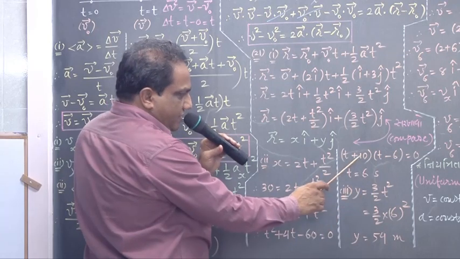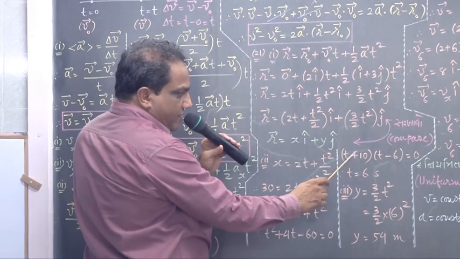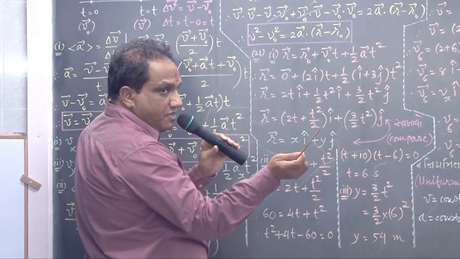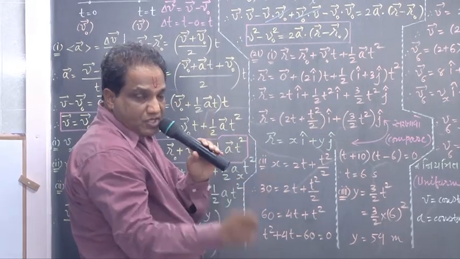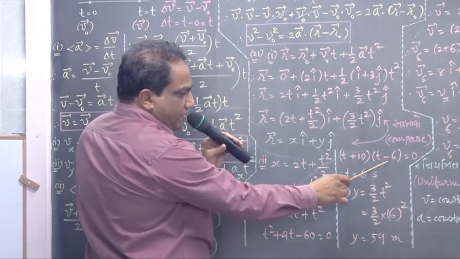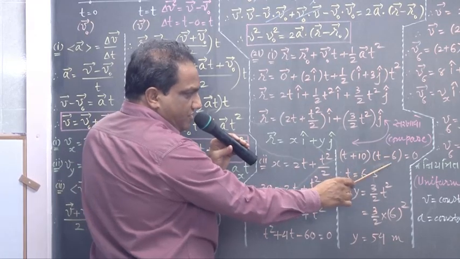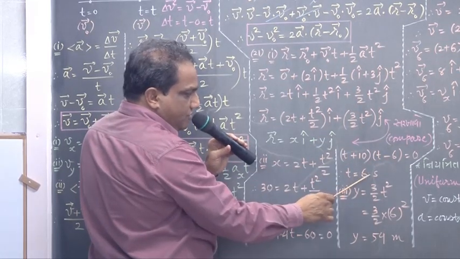If you take t plus 10 equal to 0, t will be minus 10 seconds. Can time be negative? No. So that is not possible. So take t minus 6 equal to 0, and t equals 6.